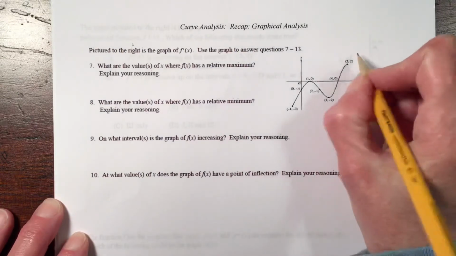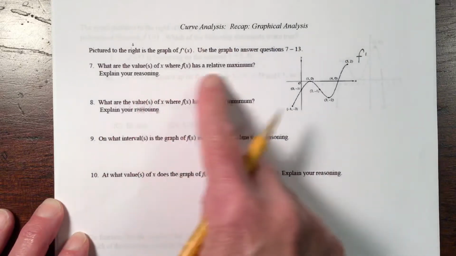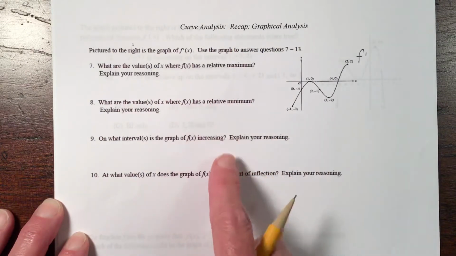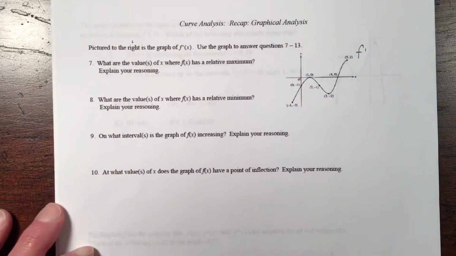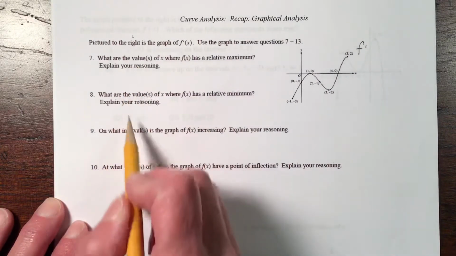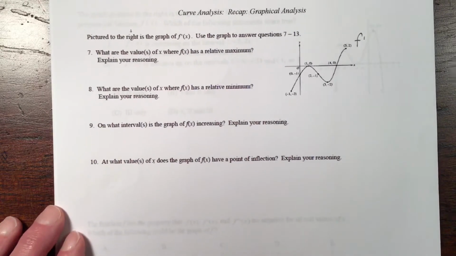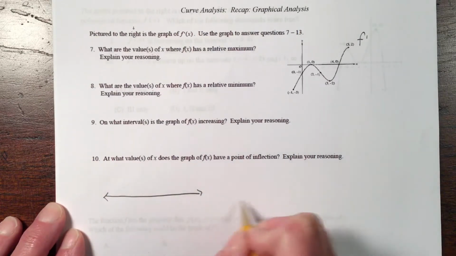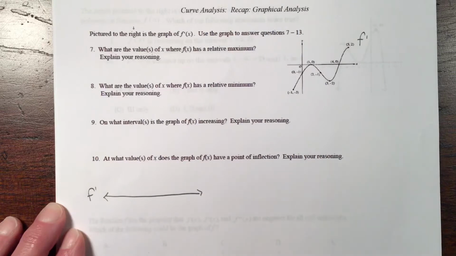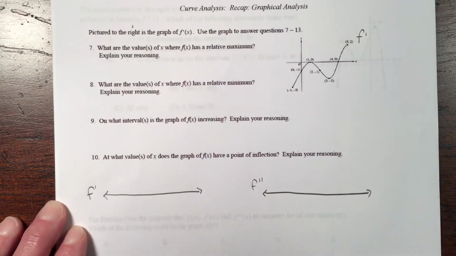So I'm looking at my function here. I want to remind myself, this is the graph of the derivative. If I look at my questions, I'm going to try to figure out where I have a max, a min, where my function is increasing, and points of inflection. So I know I'm going to have to deal with the first derivative for the first three parts and the second derivative for the last part of the question. So I'm going to make myself two number lines. This is going to be my first derivative, and I'm going to make a number line for the second derivative. I'm going to put all my information on first, and then I'll go back and answer the questions.